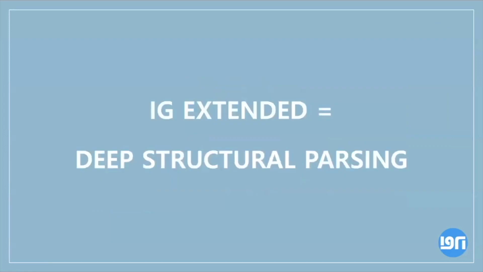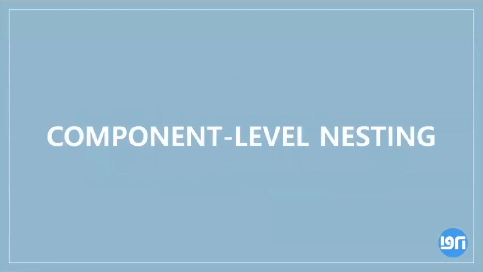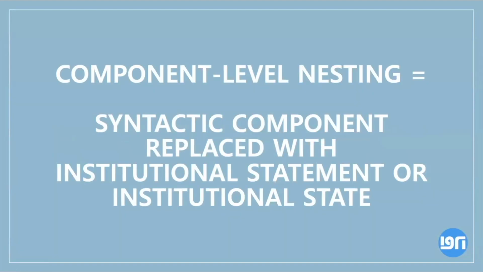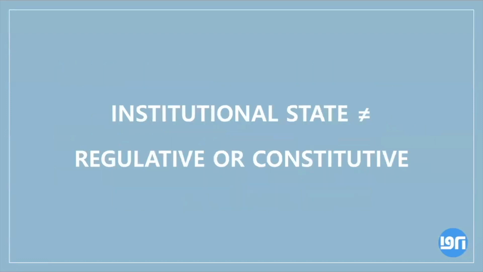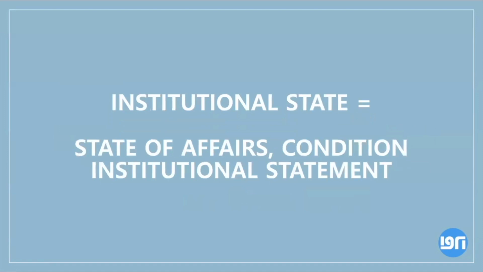IG Extended goes beyond IG Core to allow for deep parsing of institutional statements, and introduces a few new concepts to do so. Alongside horizontal and vertical nesting, IG Extended adds component-level nesting. Component-level nesting is when an individual syntactic component is replaced with either an institutional statement or an institutional state. Unlike institutional statements, institutional states don't perform any regulative or constitutive functions. Instead, an institutional state describes a specific state of affairs, for instance, an observed behavior or environmental conditions, and often acts to condition an institutional statement in some way.